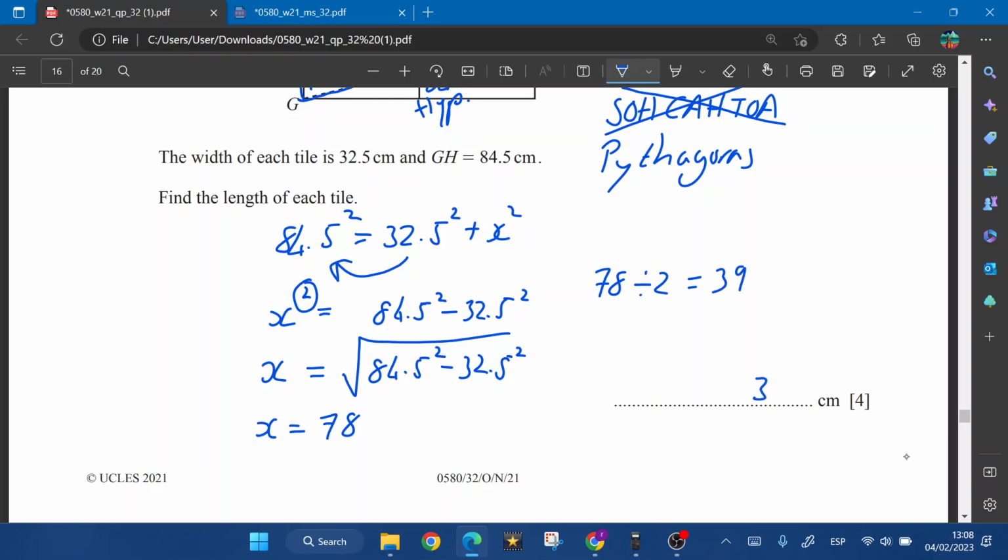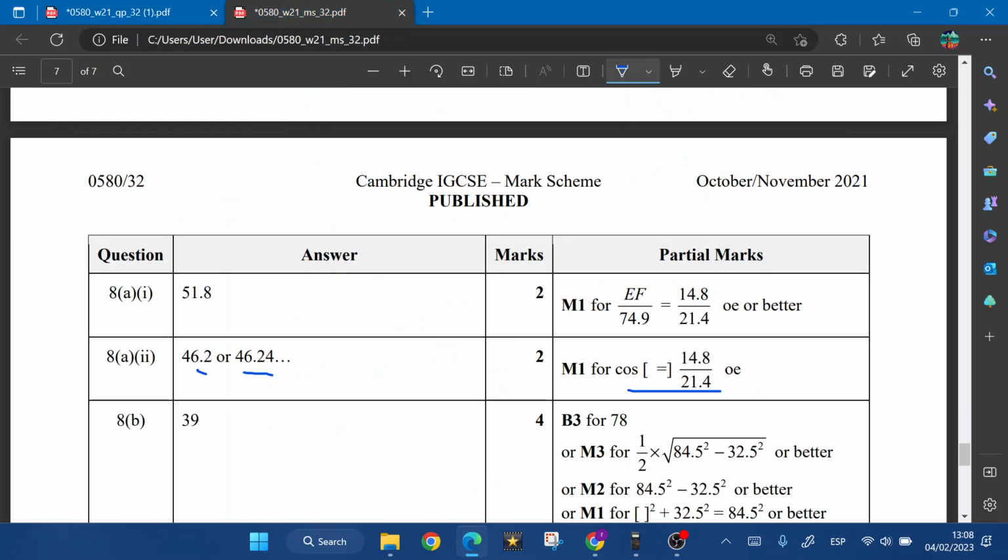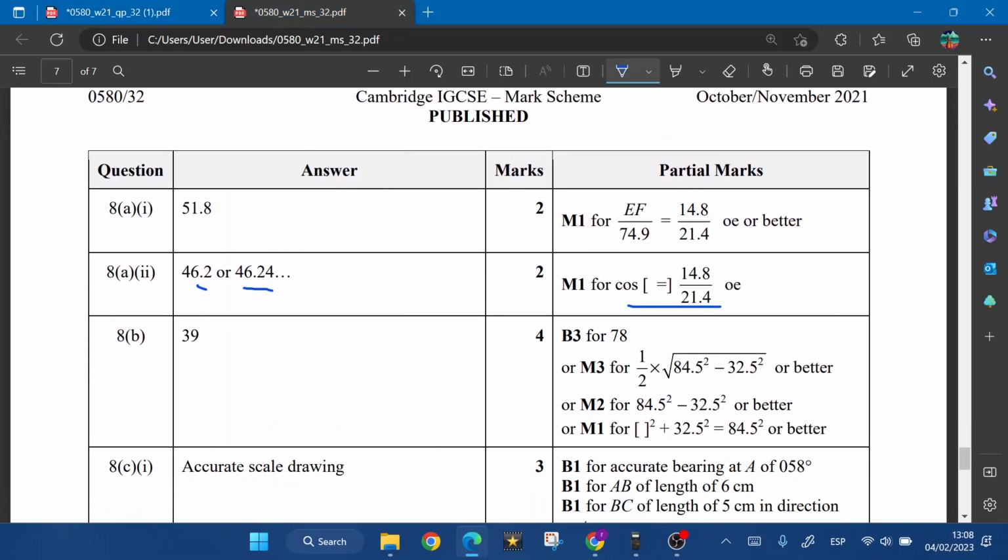So final answer, 39 centimeters. Let's have a look. Yeah, there it is. As you can see, you get marks for writing down the Pythagoras theorem, subtracting, for square rooting, and halving it. Right, we're on question 8c.